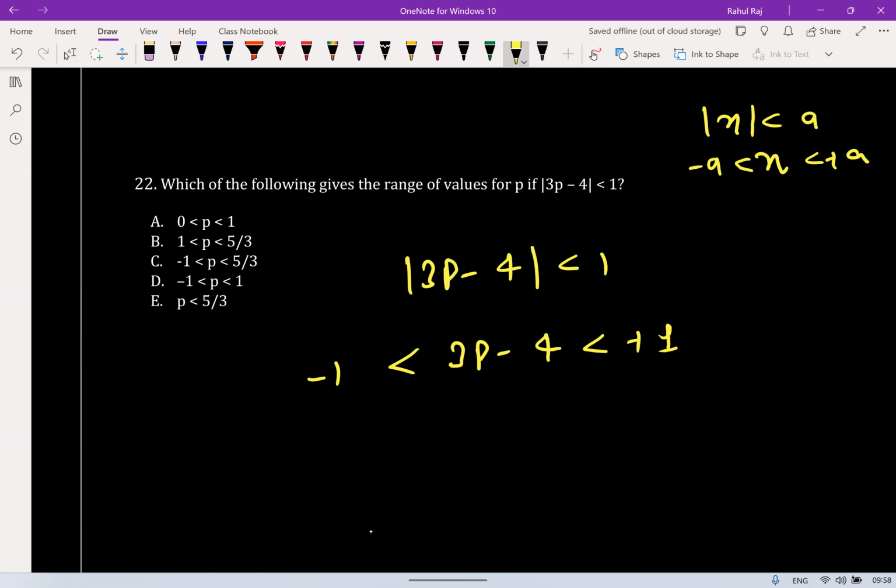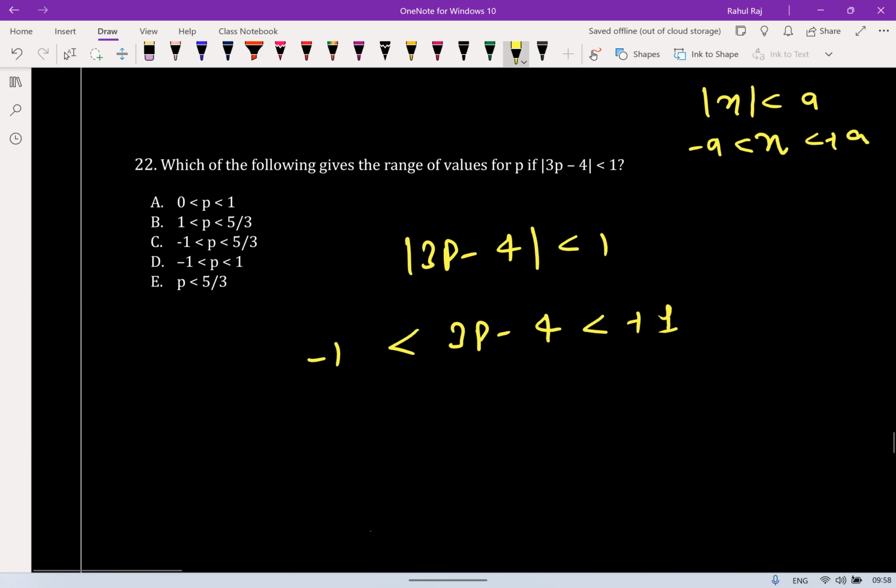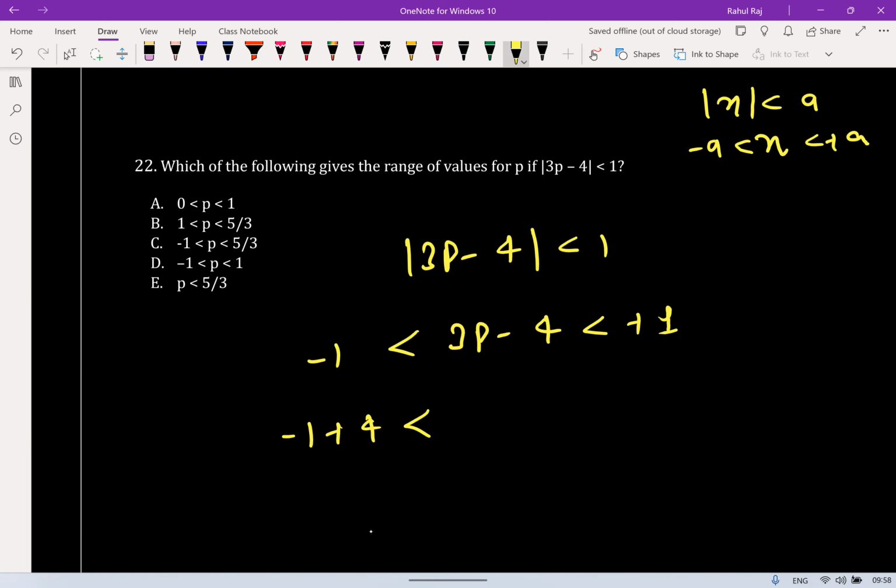The point is I have to look for p. So I'll do all the permutation combination in the expression to get the value of p. So what I'll do first, I'll remove 4 from the middle. And to remove 4 from the middle, I have to add 4. I've chosen answer C for this, by the way, but let's just check by doing the sum. Minus 1 plus 4 less than 3p minus 4 plus 4. Add 4 in the entire expression.